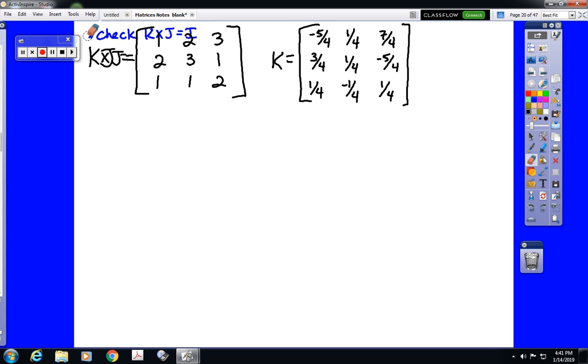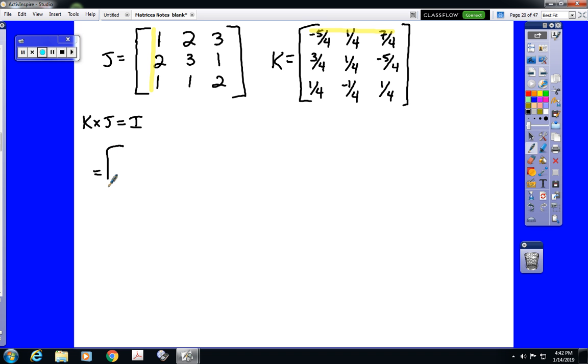All right, we have this all cleaned up here. 1, 2, and this is J. So now we need to show that K times J is equal to the identity matrix. So again, we're going to use the rows from K times the columns from J. And again, that has to equal the 3 by 3 identity matrix.